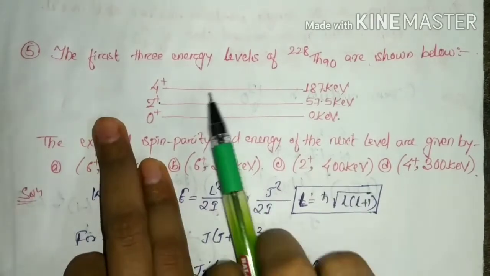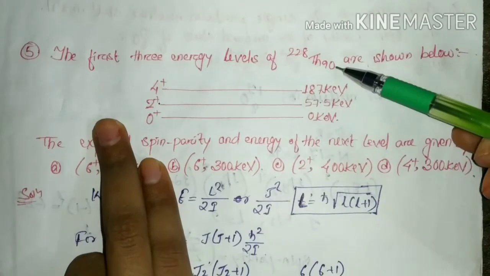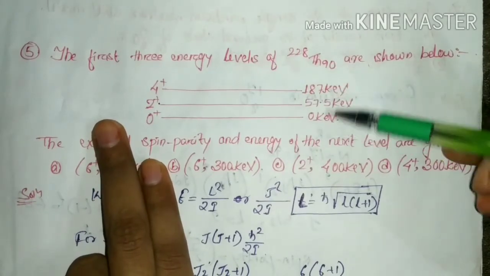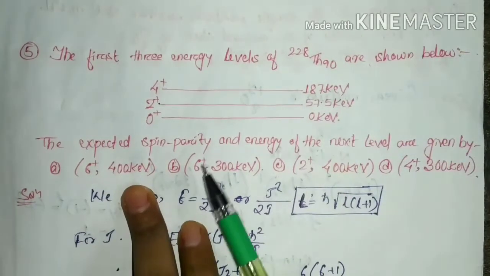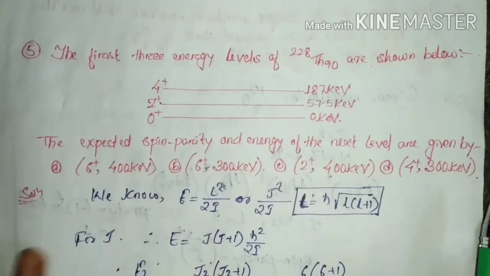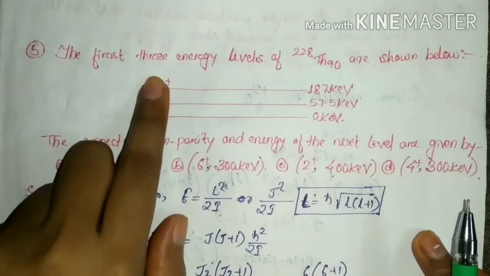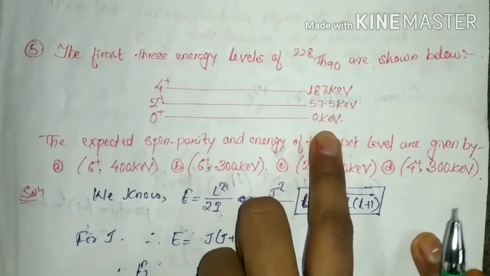The next question is: the first three energy levels of this nucleus are shown below. So this is a nucleus given, and the first three energy levels are shown here. The expected spin parity and energy of the next level are given by. So we have to find the expected spin parity and energy of the next level. The first three levels and their energies are given here.